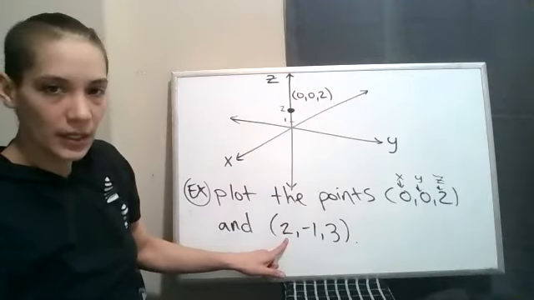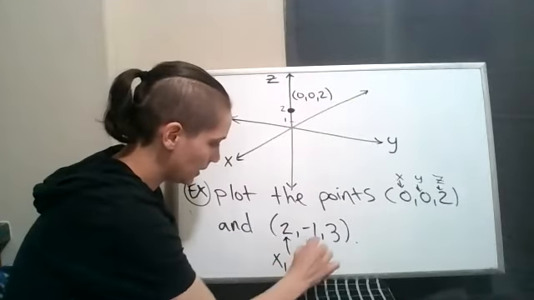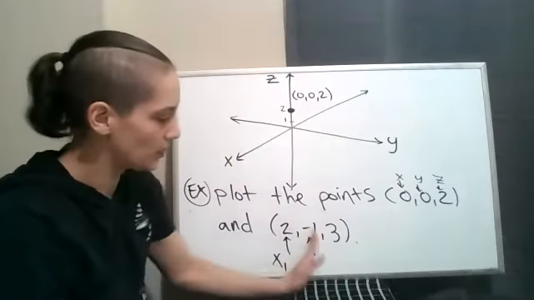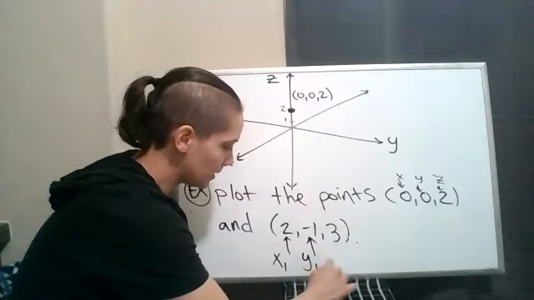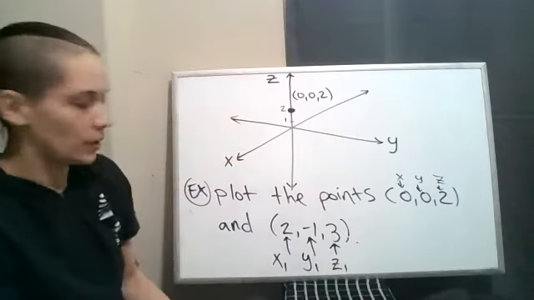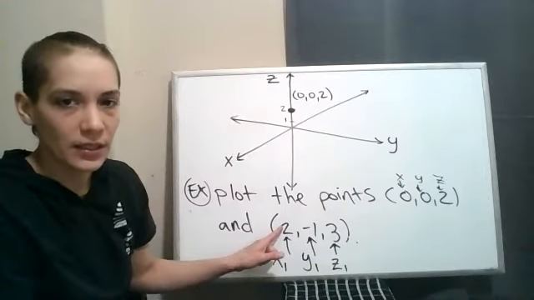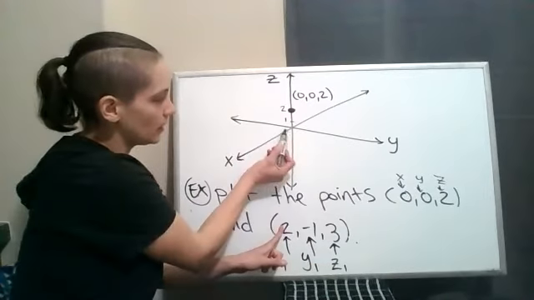Okay, here's a new point. We'll call it X1, X2. Sorry. X, Y, Z. So Y1, Z1. Or you just call it X, Y, Z. It's fine. So X1 is 2. Go here to positive 2.